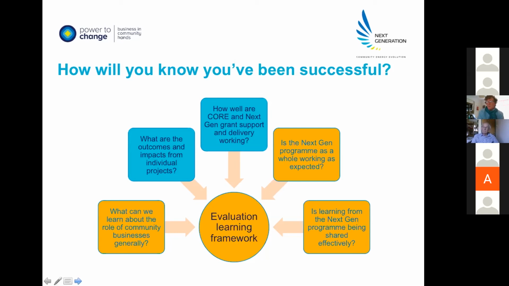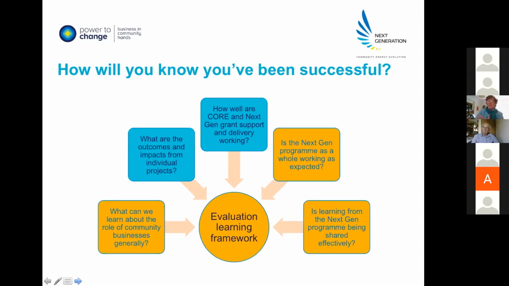The other blue blob that we'll talk to you about is how well do you think the Next Gen programme is working? Because at every level, everybody has their own theory of change. Power to Change has a theory as to what difference they're trying to make. The Next Generation programme and CORE have theories. We've developed a theory of change which we think roughly captures what CORE and Next Gen grant support are trying to do, and will be trying to assess how well that's working.